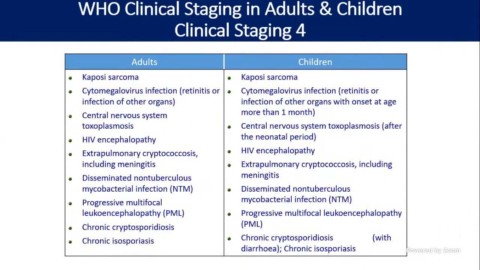Like Kaposi, CMV, HIV encephalopathy. You can just read for half a minute for yourself. And mostly in stage 4, there is not much variation between children and adults. In terms of disease progression, they may differ, but as an opportunistic infection, yes, they belong to the same stage. Next slide.